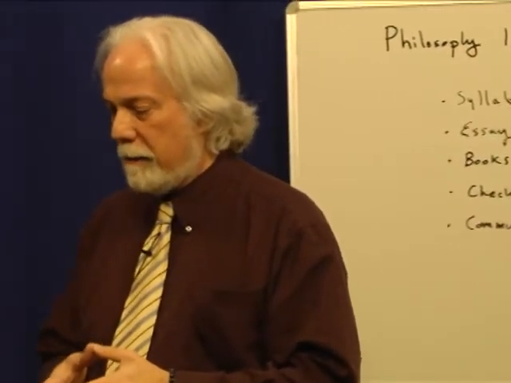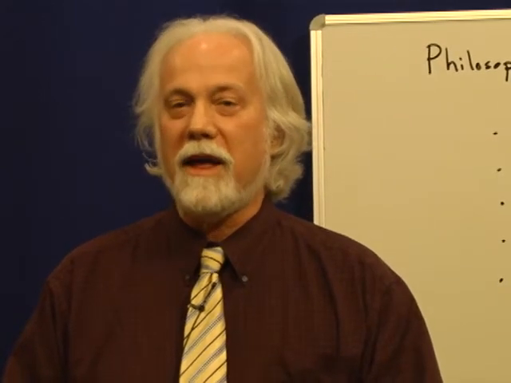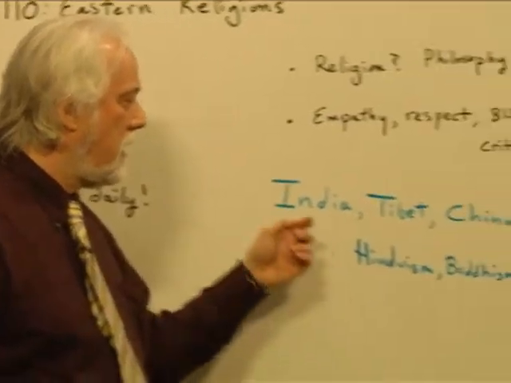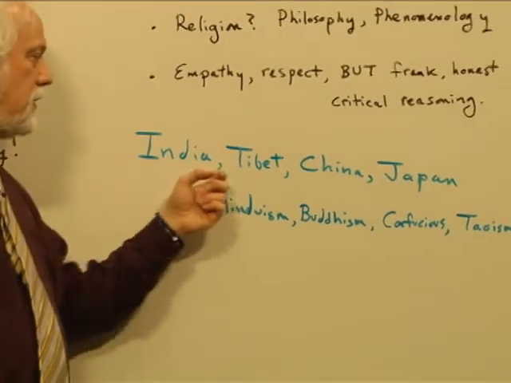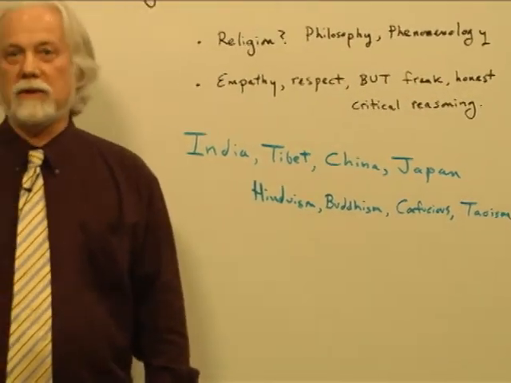A poet whose last name is Nehru, but I don't think she's actually any relationship to the first president of India, who was also Nehru, once said, it's good to have an open mind, but not so open that your brains fall out. And I think that's actually a good rule for life. Be open-minded, but don't be foolish. We're going to study the main traditions of India, Tibet, China, and Japan. That's extremely ambitious.